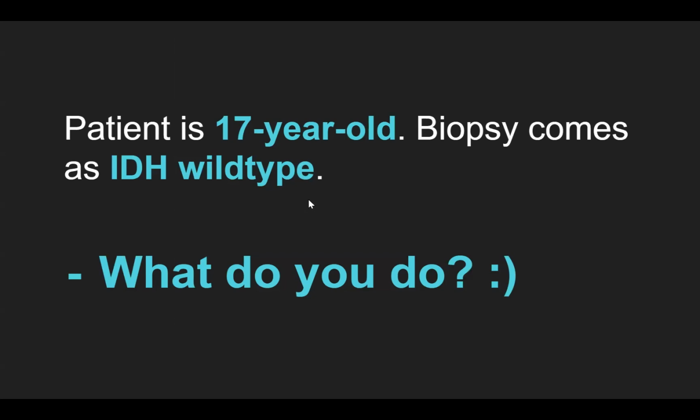So, this patient is 17 years old. You did a biopsy. The biopsy comes as IDH wild type. What do you do? I think this question is so familiar that I'm sure none of you would fall in the trap. What do you do?